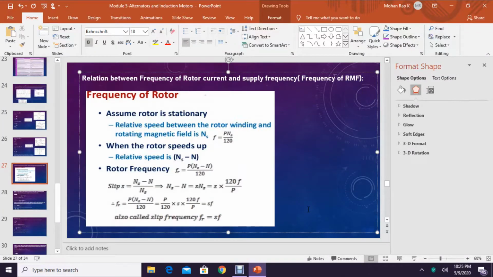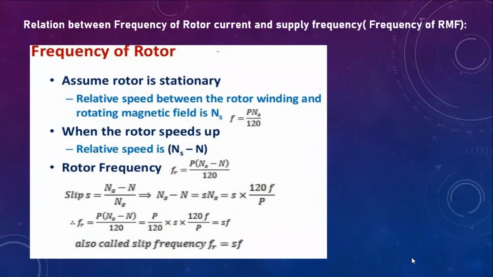So that we'll see now the relation between frequency of rotor current and supply frequency. So assume rotor is stationary initially. Now the relative speed between rotor winding and a rotating magnetic field ns, that is initially the relative speed is 0 when rotor is about to start.